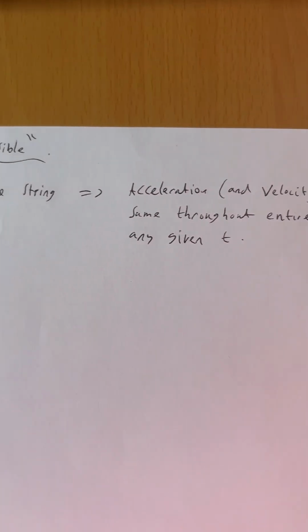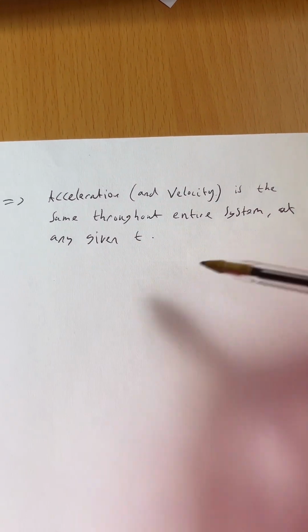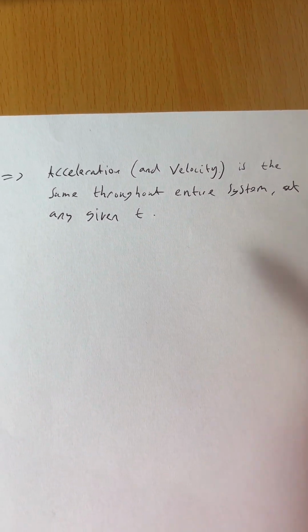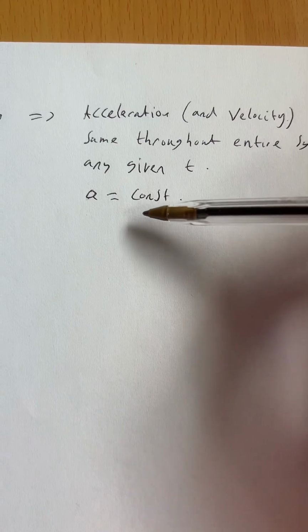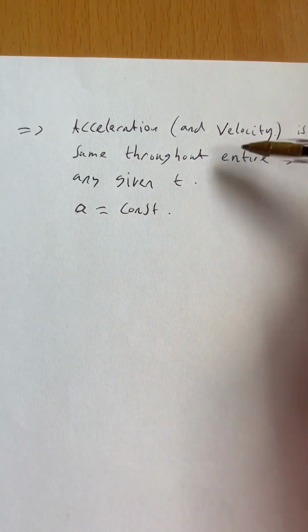Now the final word to watch out for with these questions is inextensible. Now an inextensible string means that the acceleration and the velocity is the same throughout the entire system at any given moment in time. And more specifically, the acceleration is a constant value throughout the entire journey.